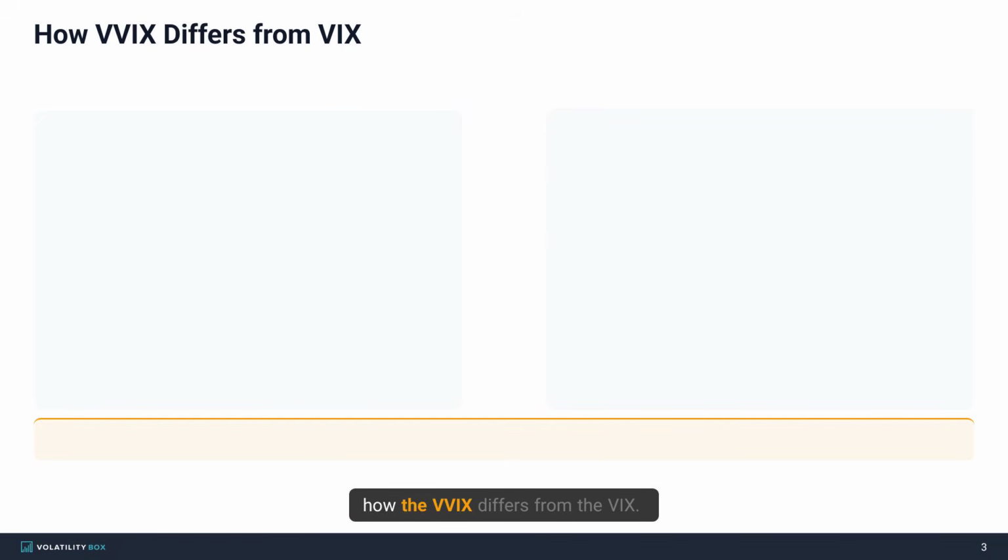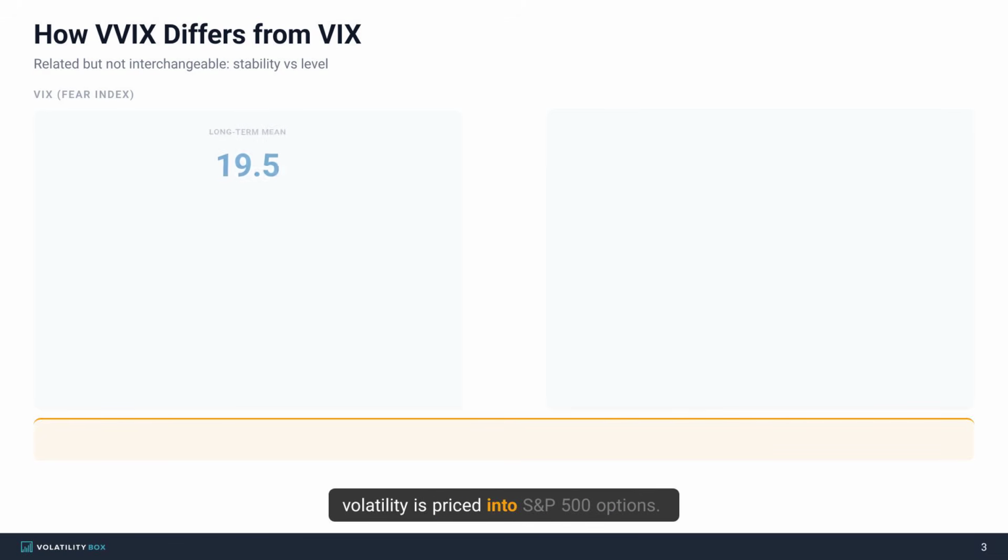Now here's how the VVIX differs from the VIX. The VIX tells you how much implied volatility is priced into S&P 500 options. The VVIX tells you how stable that estimate is. How much can you rely on it? These two are related, but it's important to note that they are not interchangeable. You need to look at each value independently.